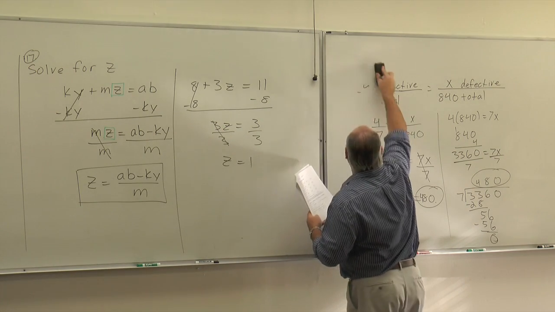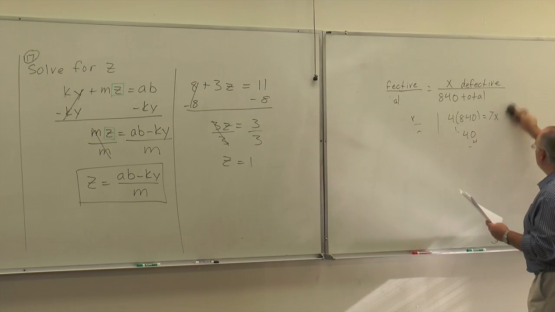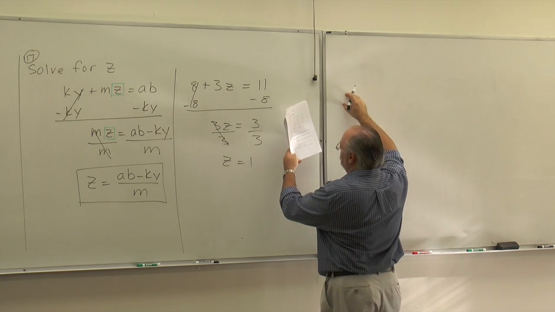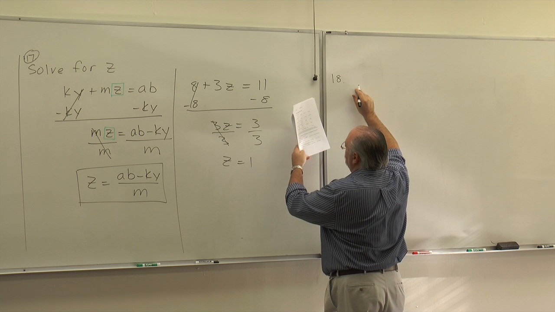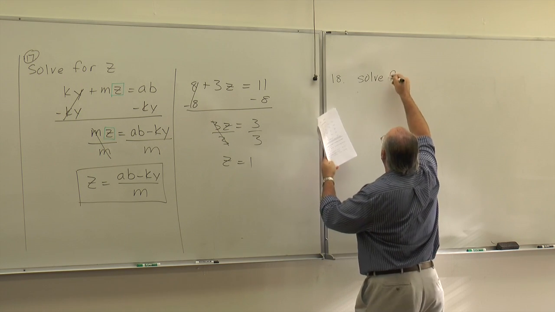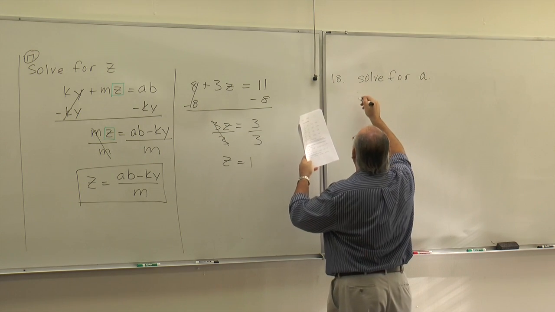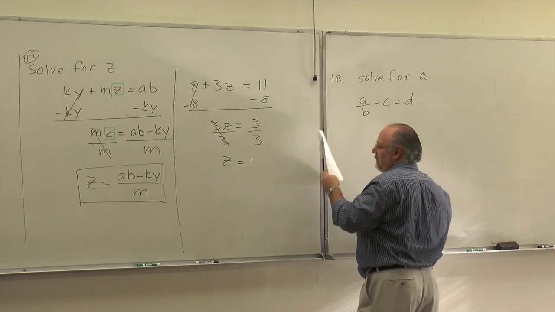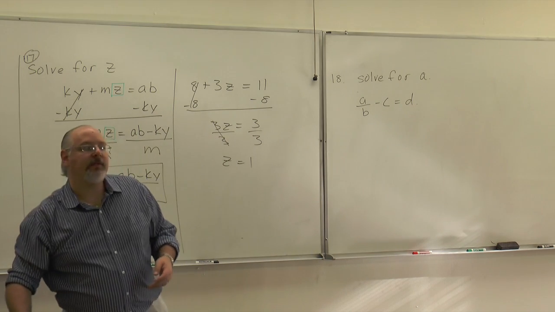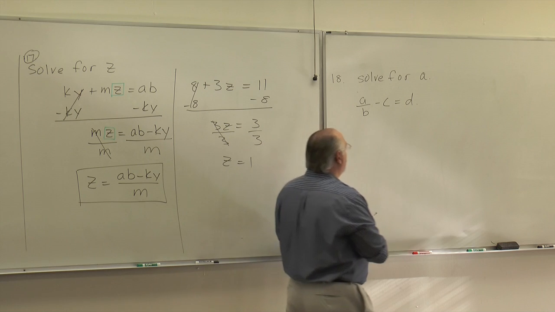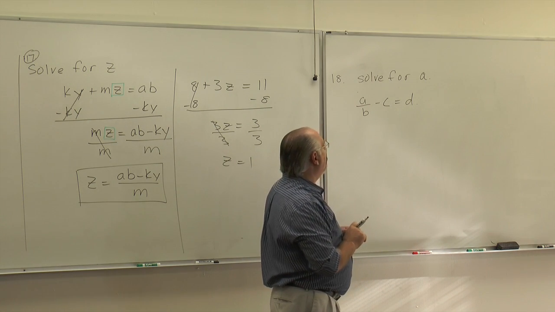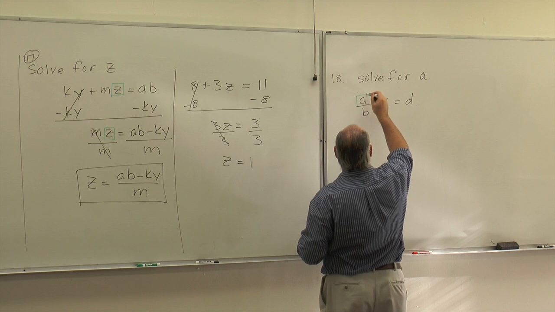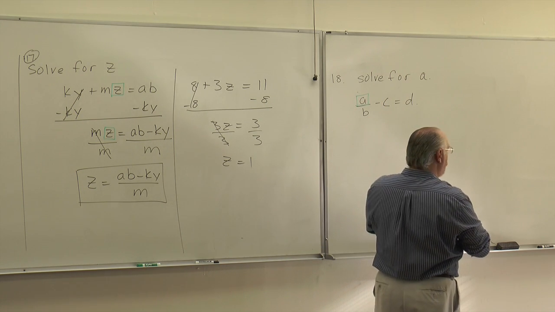All right, let me do 18 as well. So that's solve for A. So A over B minus C equals D. Now there are a couple of different ways to do this problem. That makes it a little bit more challenging. What do you guys think if we're going to try to get A by itself? What's one strategy that we can use?